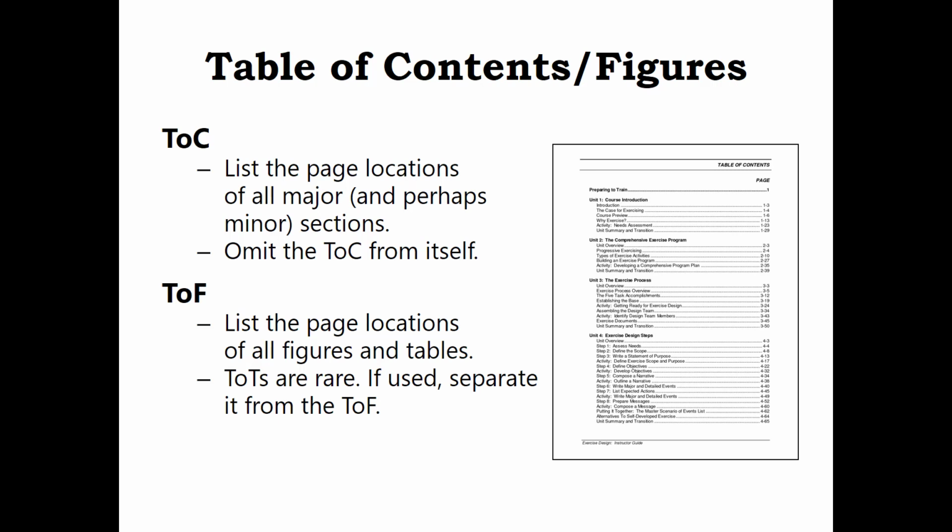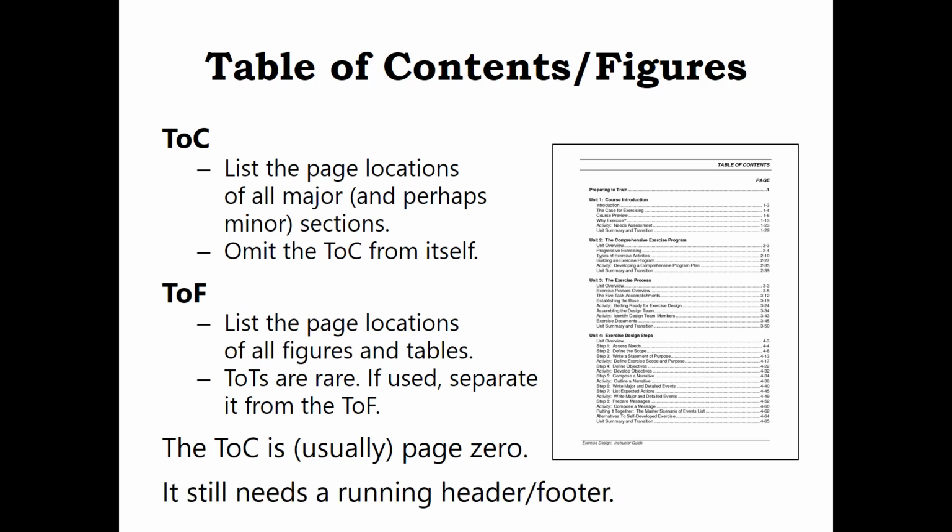So you'd have a table of contents, and a table of figures, and a table of tables. For the most often general purposes, though, you're only going to have a table of contents. Please note, the table of contents is usually page 0. You will very, very rarely find a table of contents with a page number. Accordingly, you still need to put a running header or footer in the table of contents, though, right?